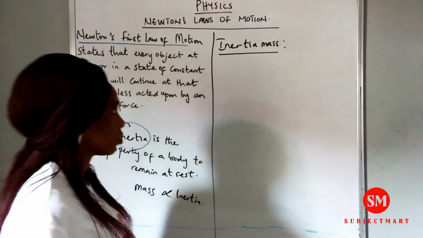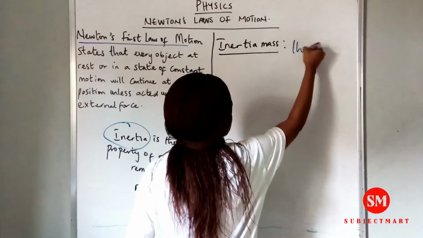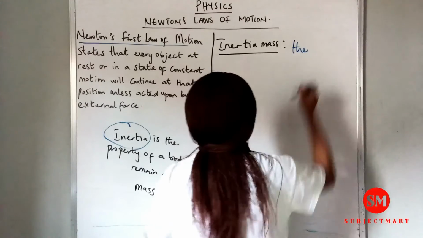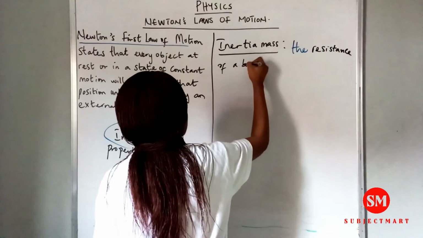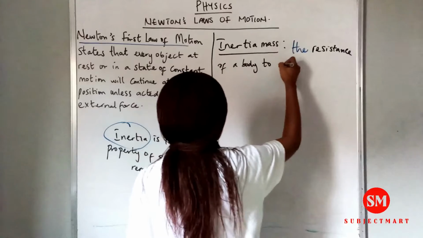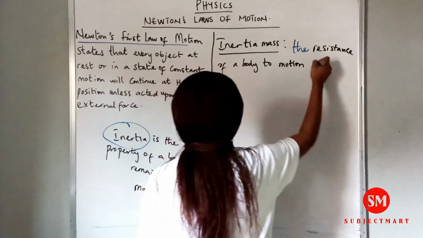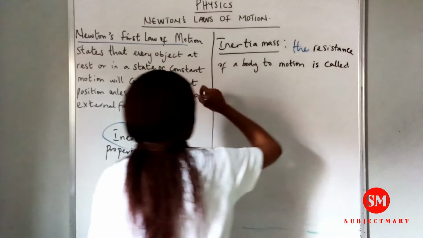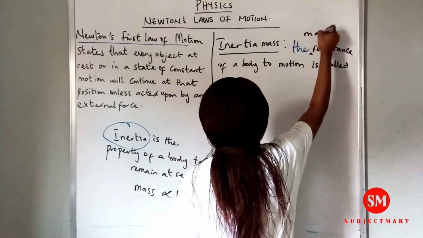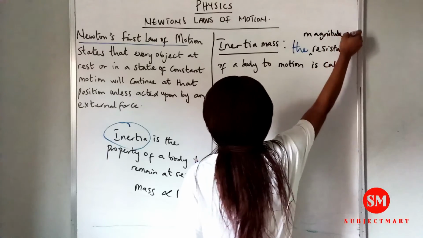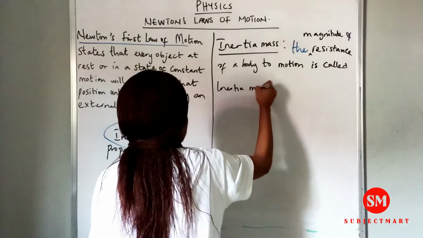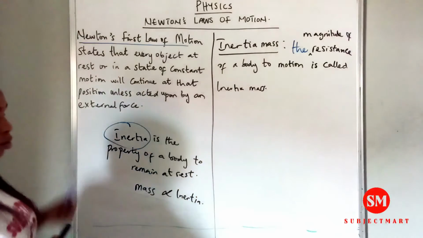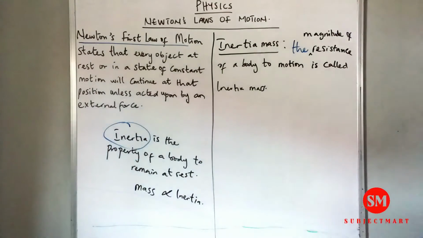The magnitude of the resistance of a body to motion is called inertial mass. So, I believe that is very clear.